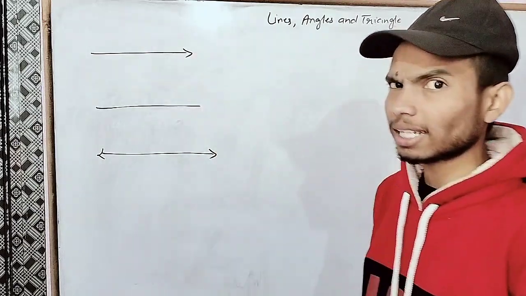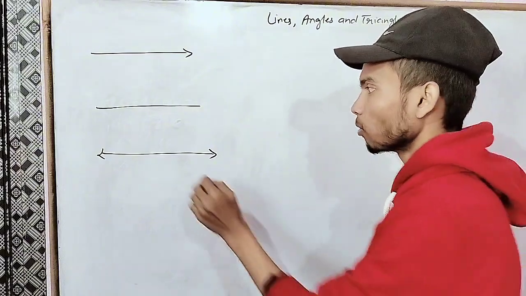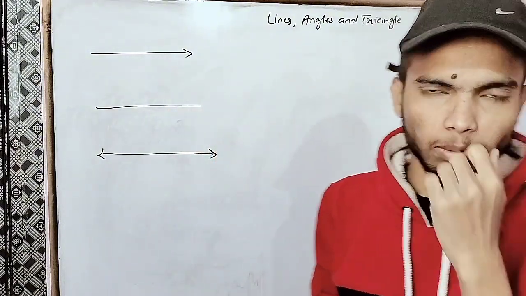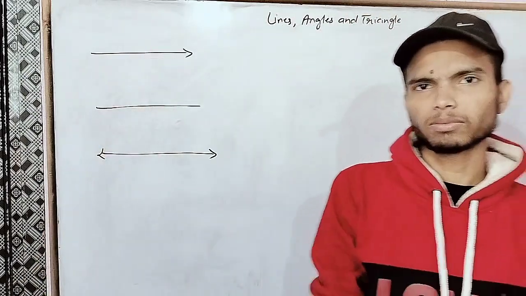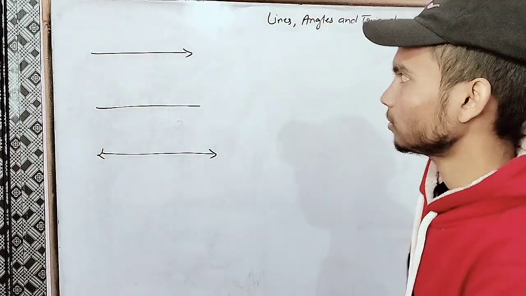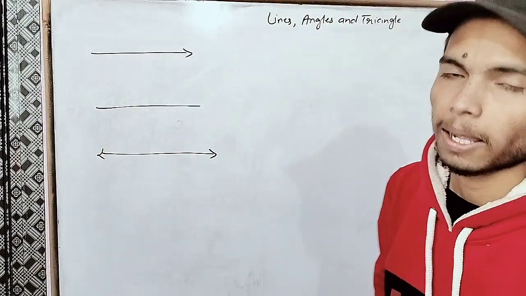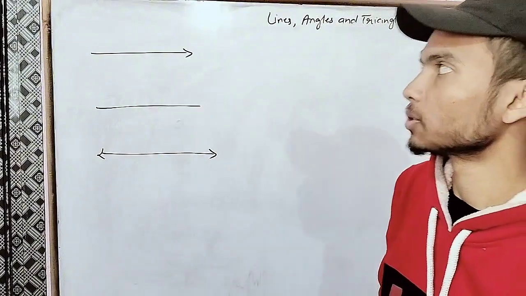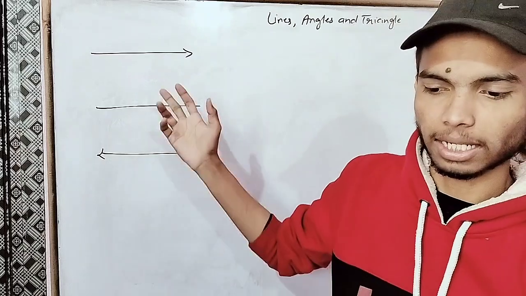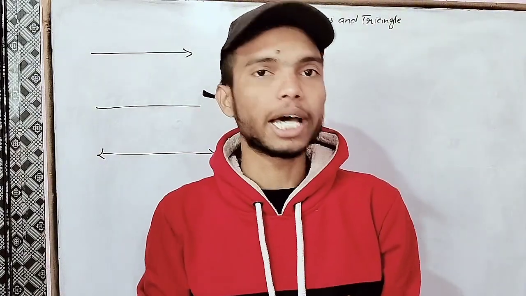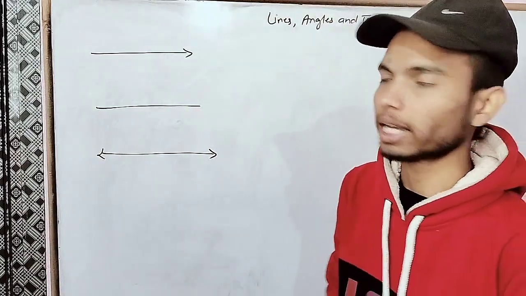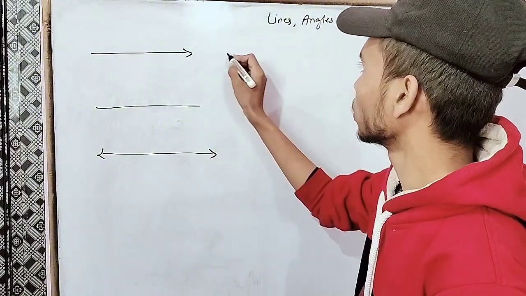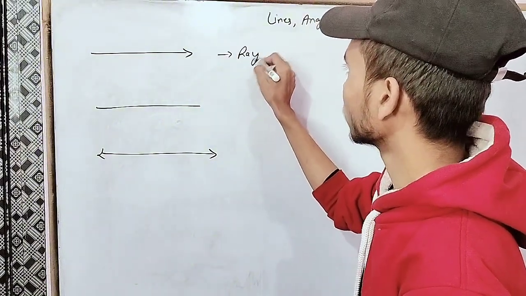What is the name of this line? Always remember, each line has its own name. For example, the name of this line is ray line. Ray line. Okay, so the name of this is what? Ray line.